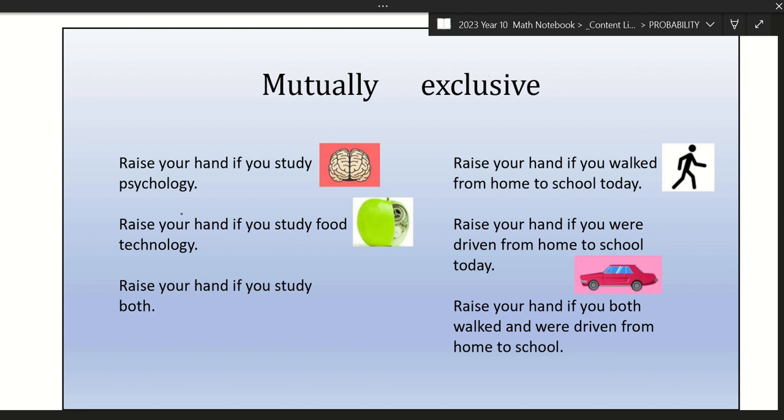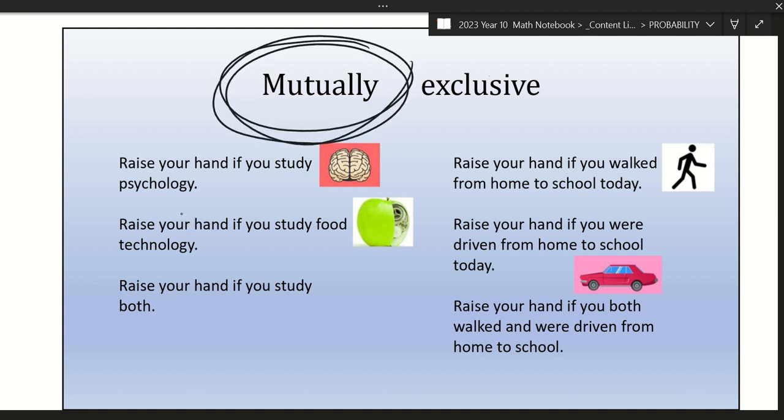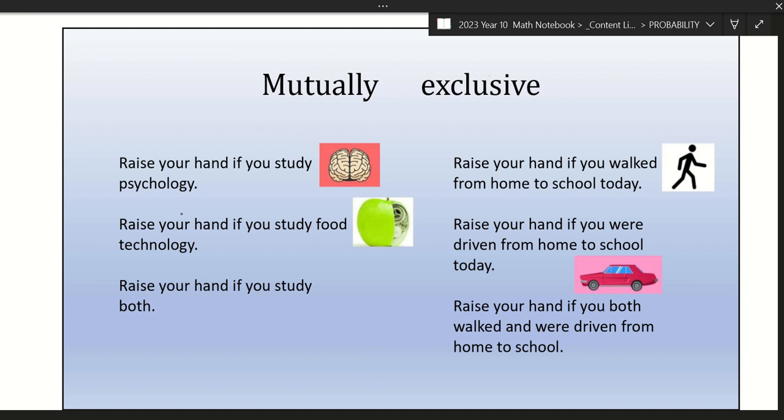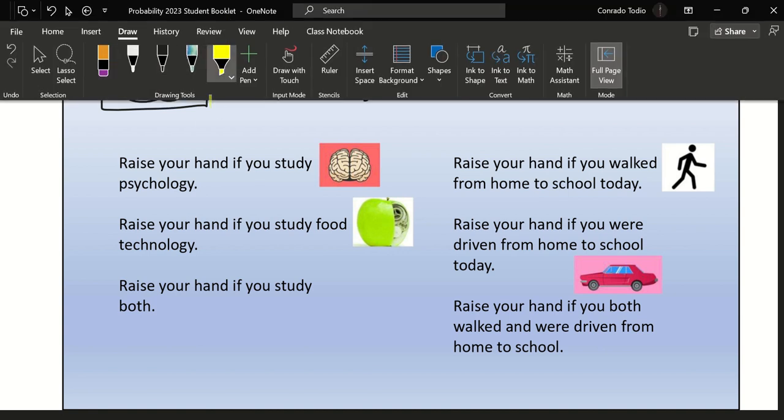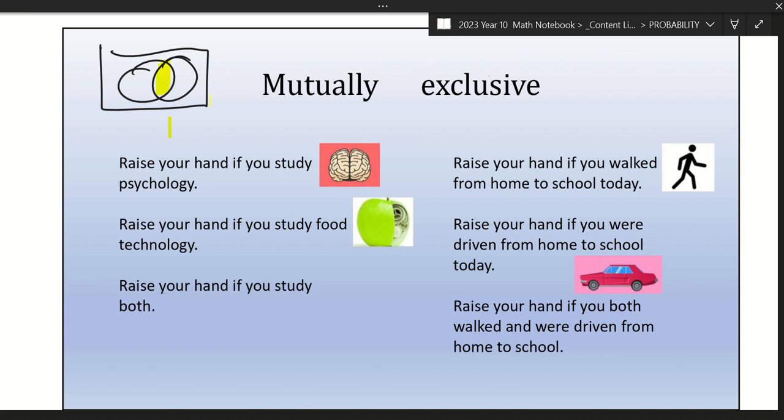Okay, so when we talk about mutually exclusive, mutually means something that they have together, but when you say the word exclusive, it means that they don't have anything in common. Nothing in common. So when Krish before was talking about a Venn diagram, and you had your two circles, and they have something in common, he talked about Venn diagrams having something in common, which is that little bit that I highlighted there.